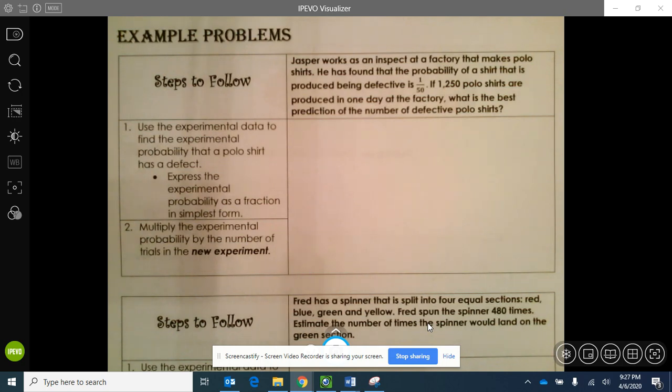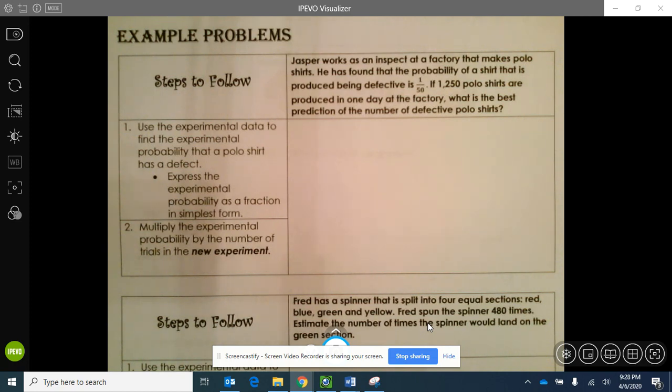Hi everyone, welcome to today's lesson on using probability to predict outcomes. So in past lessons, we've been working a lot with finding the probability of events. So today we're going to take that one step further. We're going to use the probability of an experiment or theoretical probability to make predictions for future outcomes. So let's take a look at our first example problem.